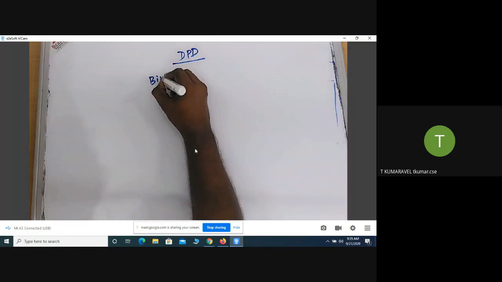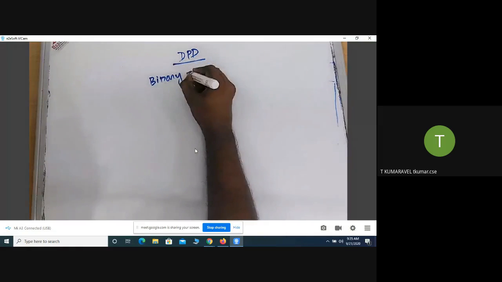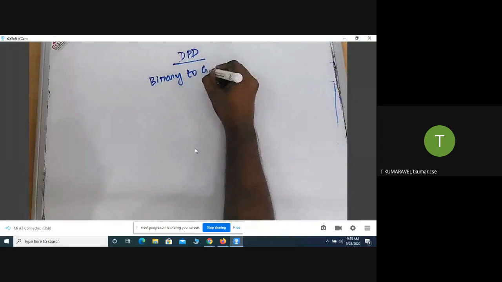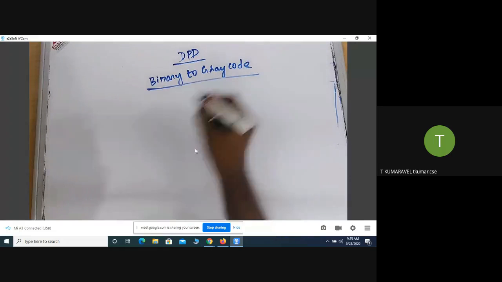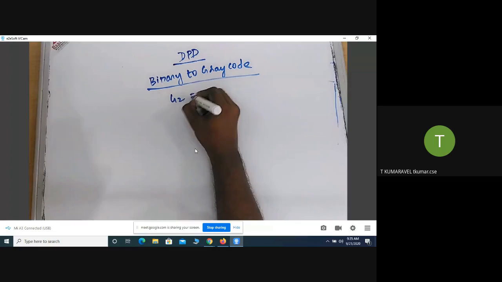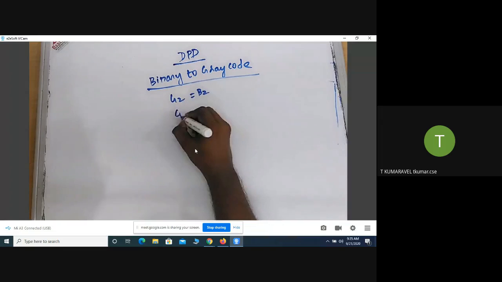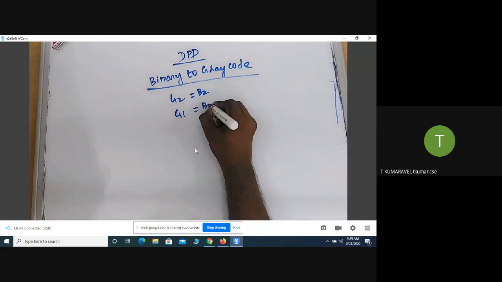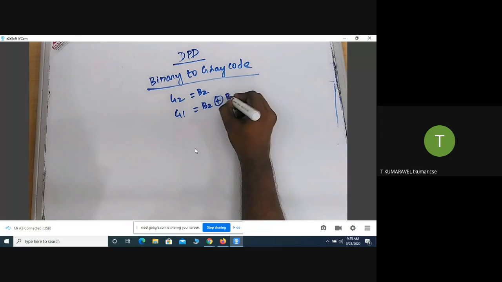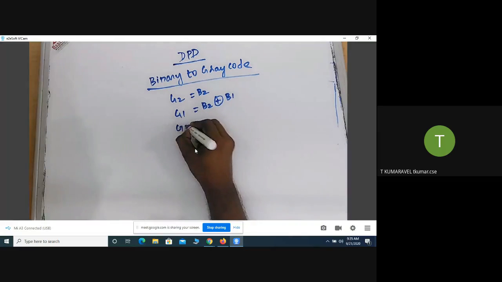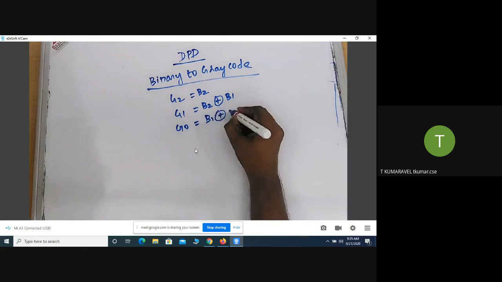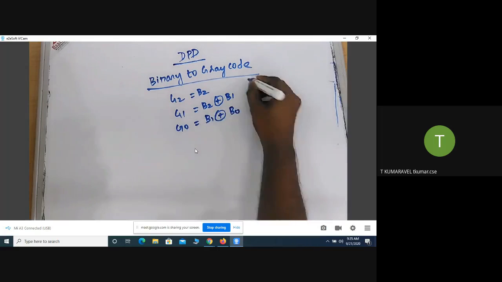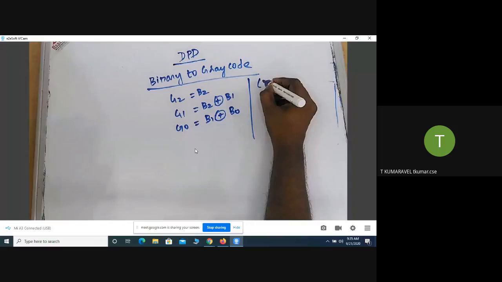Next thing is binary to gray code. I will tell the logic. What is the logic? G2 equal to B2, G1 is B2 exclusive OR of B1, and G0 is B1 exclusive OR of B0. So I will take one example. Already I discussed that, I'm going to take a similar example.